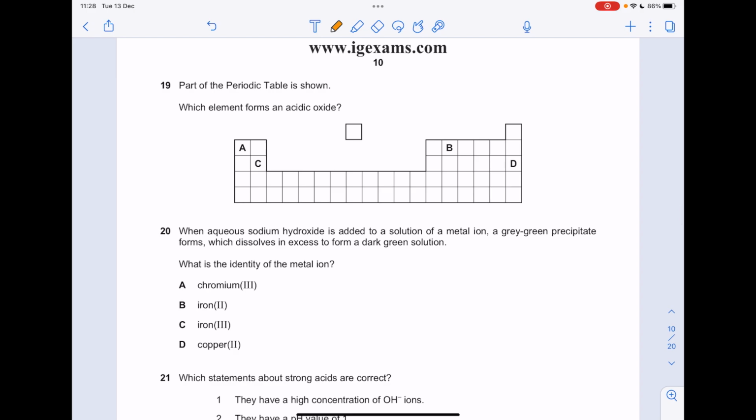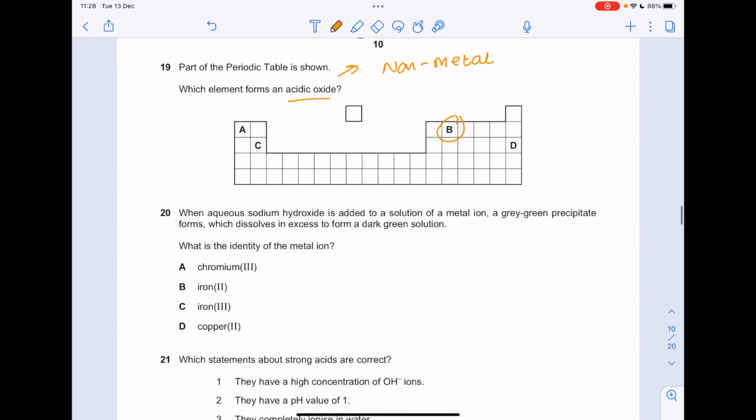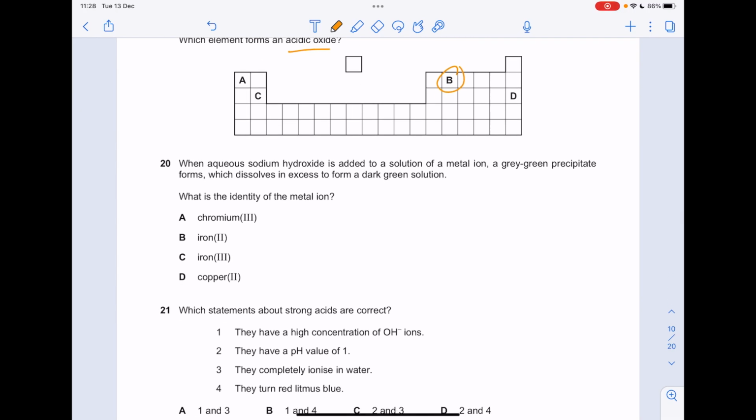Part of the periodic table is shown. Which element forms an acidic oxide? You're looking for a non-metal that will react, which is why it's B rather than D, because remember D is the noble gases, they're very unreactive.